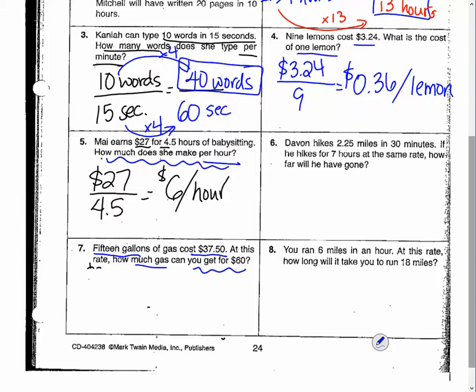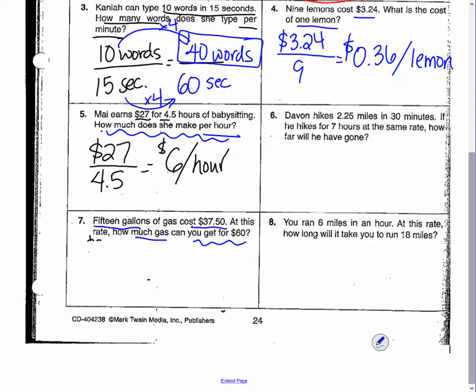Anyway, I don't want to know how much gas you have, but we are going to figure out how much gas you can get for $60. All right, so first thing we need to do is set up what we know. So what do we know so far? We have gas. Yeah, Kaylee. So you can get 15 gallons of gas for $37.50. Very good. So let's figure out how much we're going to pay for 1 gallon first.